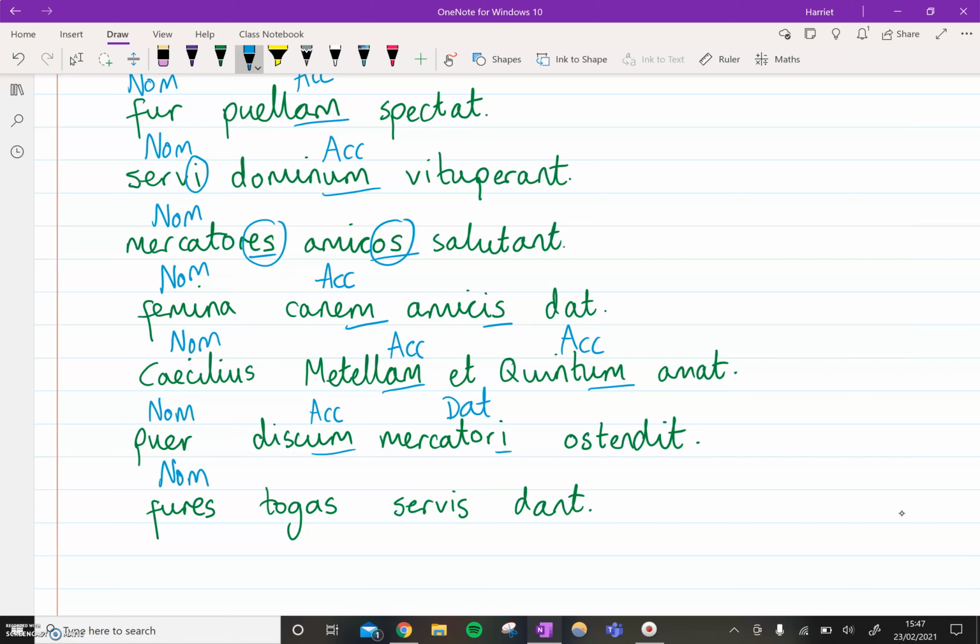And then the final sentence, your nominative plural, because it ends in es, is fures. Your accusative plural, because it ends in as, is togas. And you've got a dative plural, is. So this one is translated as the thieves give togas to the slaves. Okay, so that is a quick whiz through all the cases.